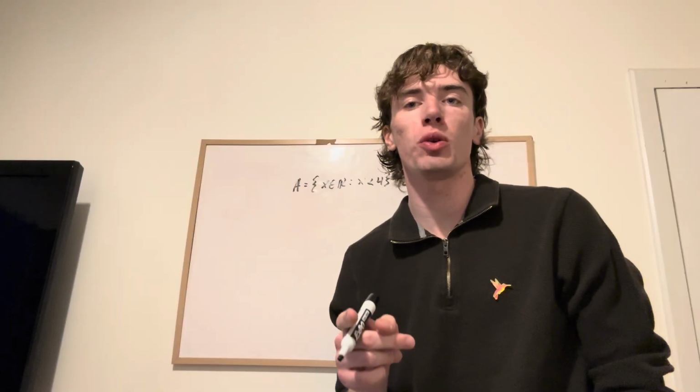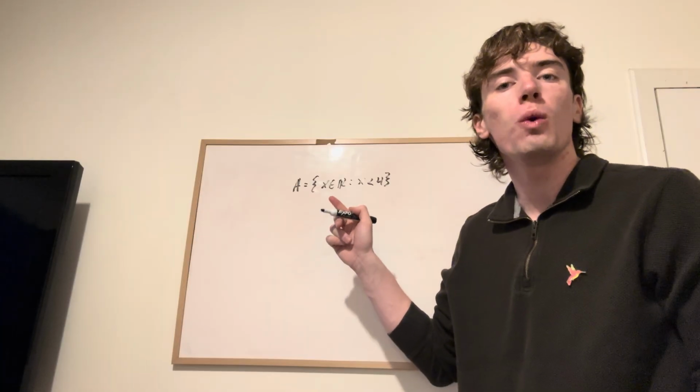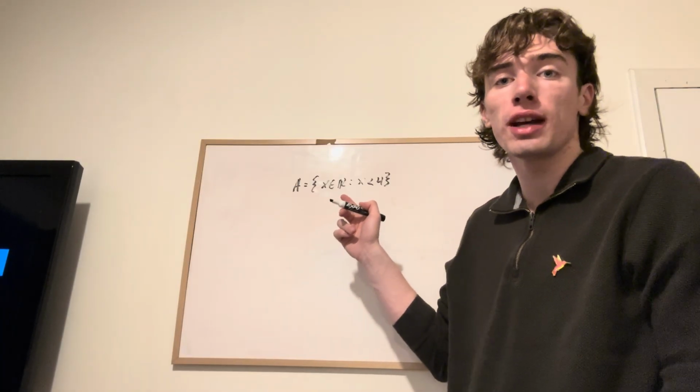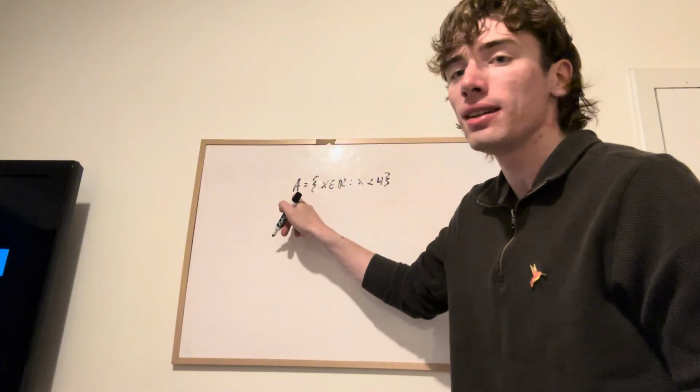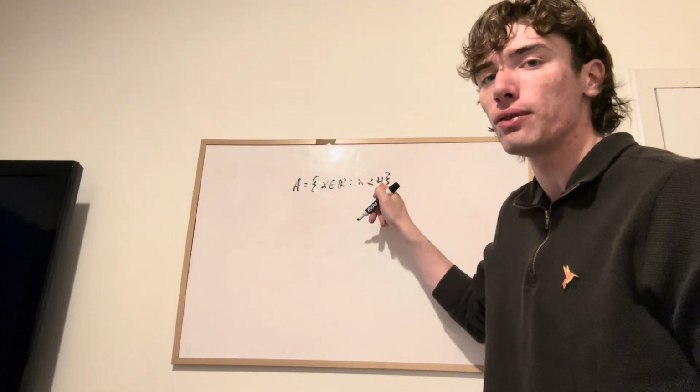Okay, the second example we're going to do is also an interval, but it's written in set notation. What we have to do is convert this into an interval. So the way to do that is look at what it says. A is the set of all real numbers such that x is less than 4.